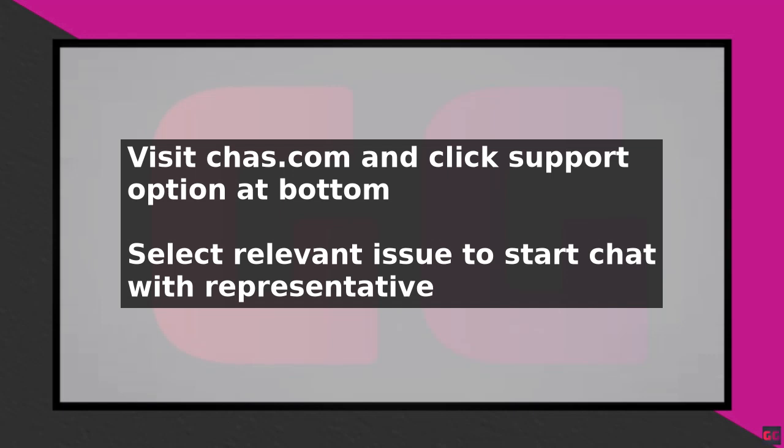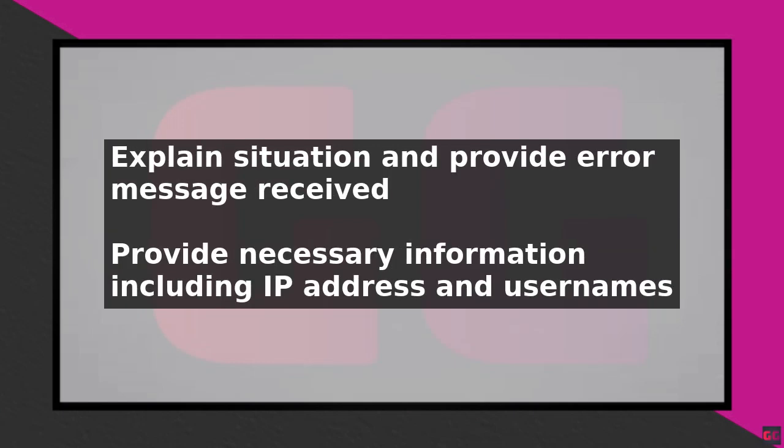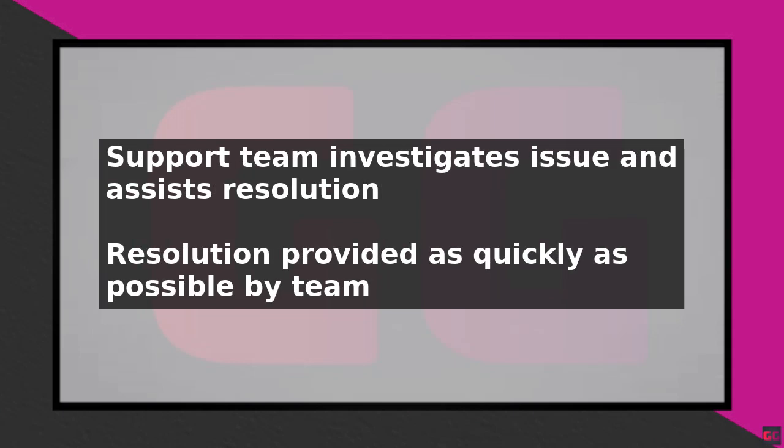The only way to resolve this issue is to contact the support team, providing them with the IP address being used to connect and the username of any past accounts. To initiate this process, visit chaz.com and click on the support option at the bottom of the page. From there, select a relevant issue, such as "Why was my account closed?" or something else, which will allow you to start a chat with a support representative.